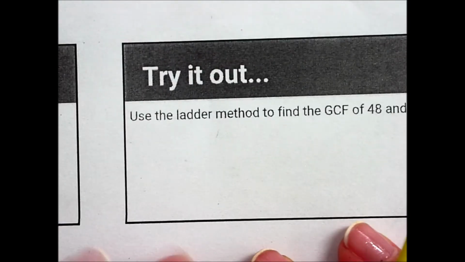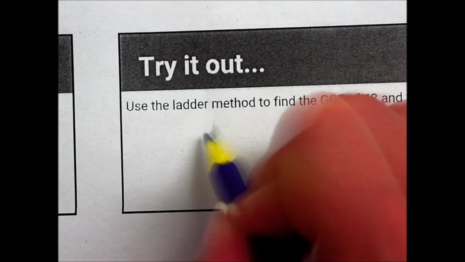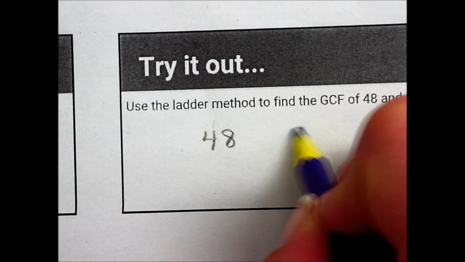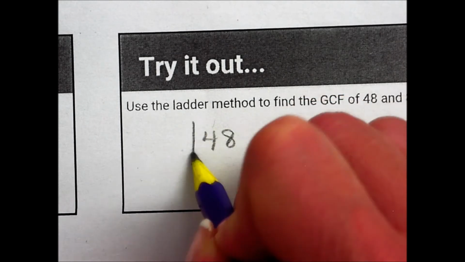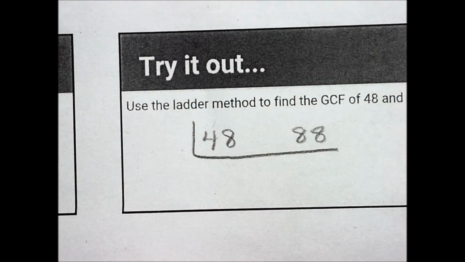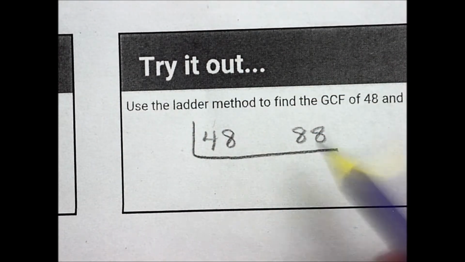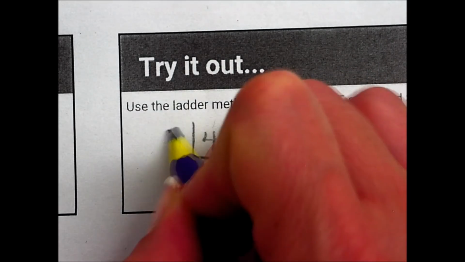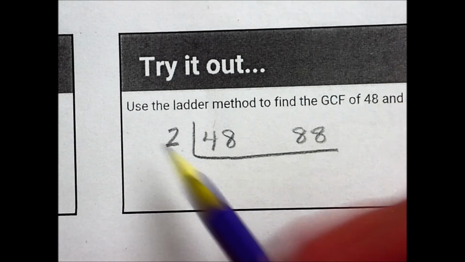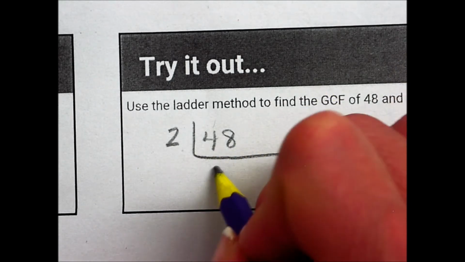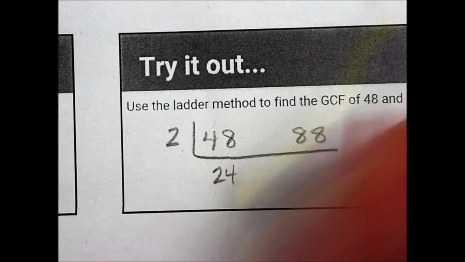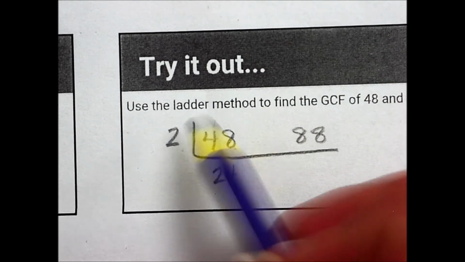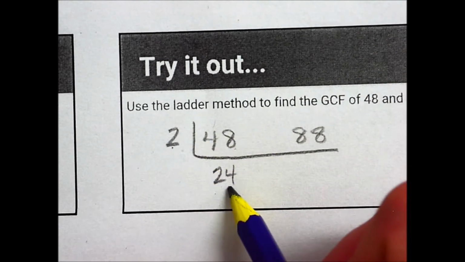Okay, let's try it with 48 and 88. So first we put our ladder around 48 and 88. All right, we can start with 2 again because they're both even. Okay, 2 will go into 48 24 times. Now, if you don't know how to do that, remember, type 48 divided by 2 to give you the 24.